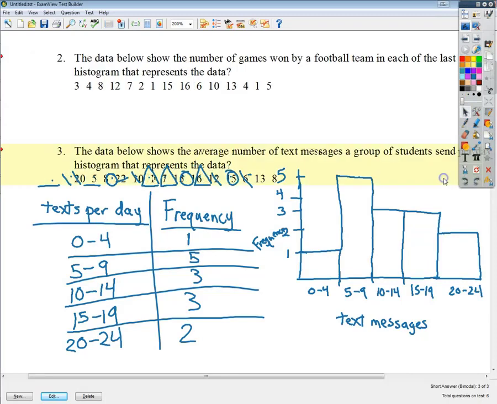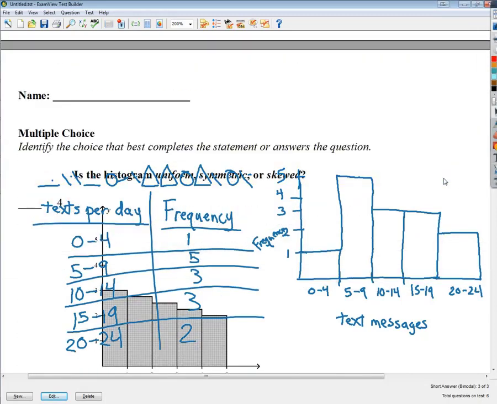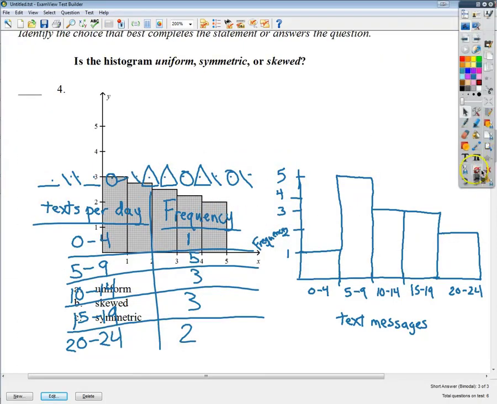I'm going to see if there's any more things I need to cover. I don't think so. Oh, no, we're going to look at types really quickly.